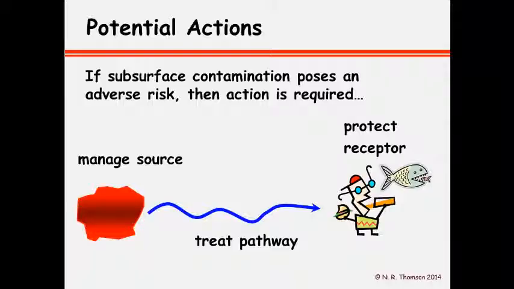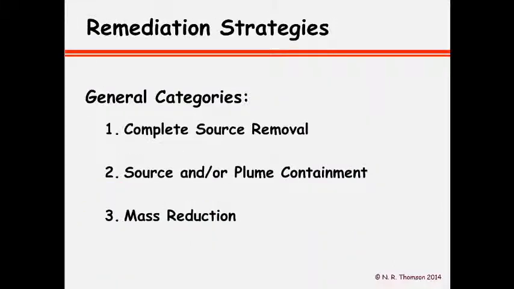We have heard in the last two segments, if a subsurface contamination exists and will pose an adverse risk, then action is required. There are three possible ways to control those actions or to treat the problem. One is to protect the receptor, perhaps putting a drinking water treatment system at a well. One is to treat the source, that is to take the source away, and the other one is to cut off the pathway or treat the pathway.